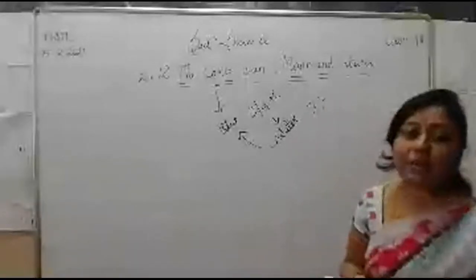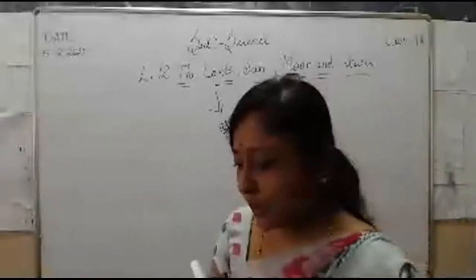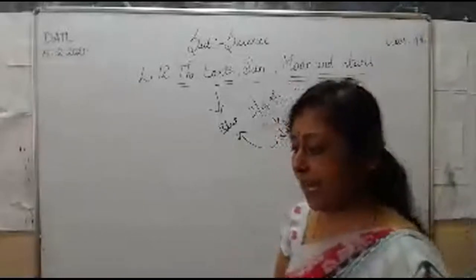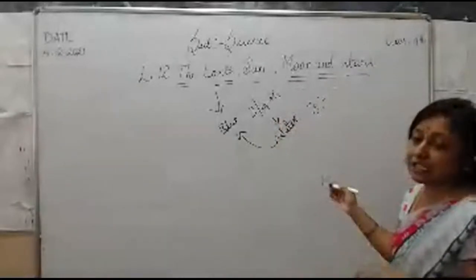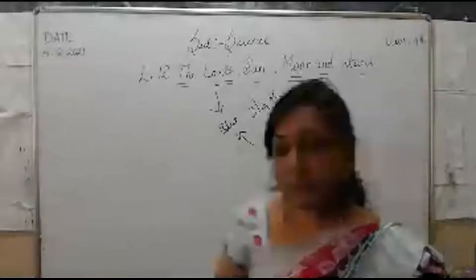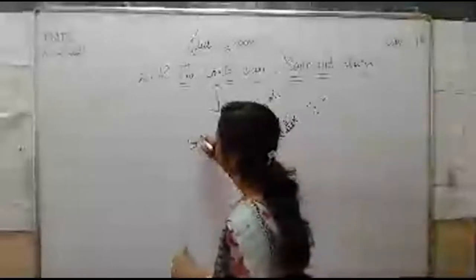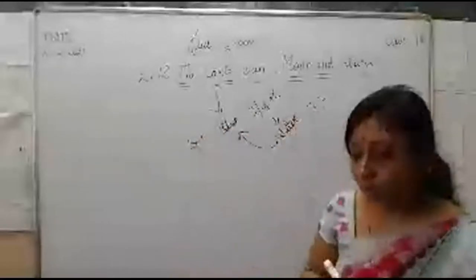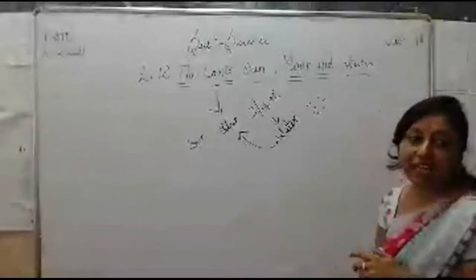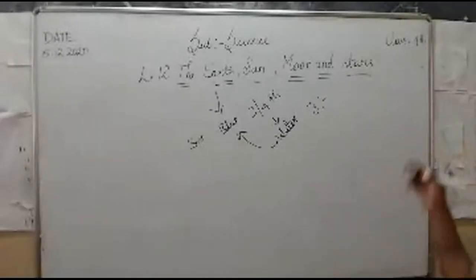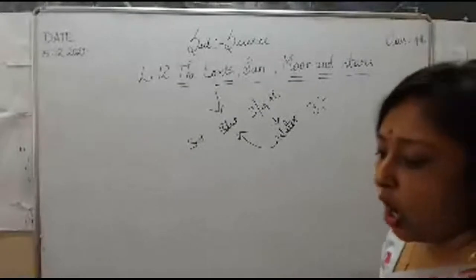How many planets are there in the solar system? We have 8 planets in our solar system. Out of 8 planets in our solar family, the Earth is the third planet, and it is called the blue planet. And it revolves around the sun in a fixed orbit.